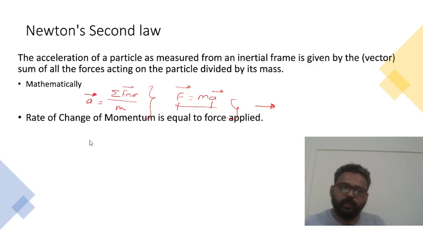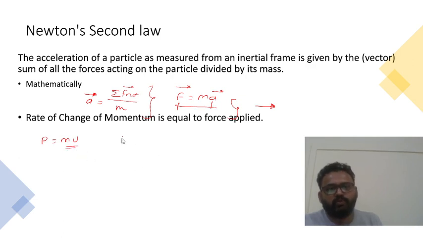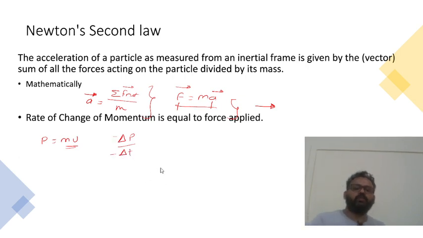Again, let's see it mathematically. What is momentum? Momentum is denoted by P and given by mv, mass into velocity. Now what is the rate of change of momentum? Del P by del T. This is the rate of change of momentum with respect to time, and is equal to the force applied, which is quite natural. If I am applying a force on a mass at rest, it will change its momentum, which is given by the mass of that object multiplied by its velocity that is changing.